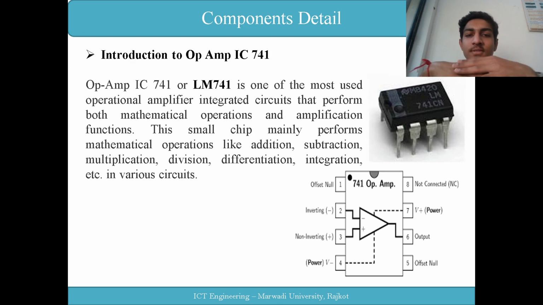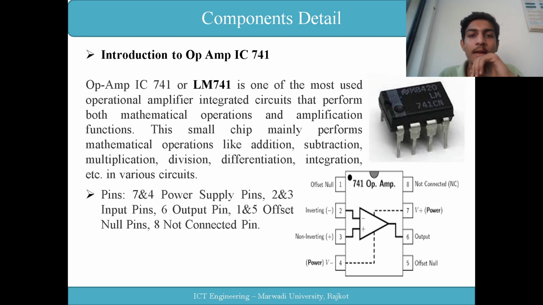Pins 7 and 4 are our power supply pins, and pins 2 and 3 are the inverting and non-inverting pins, which are our inputs. Pin 6 is our output pin, pins 1 and 5 are offset null pins, and the last pin, number 8, is not connected, NC. Now we can move to the resistor.